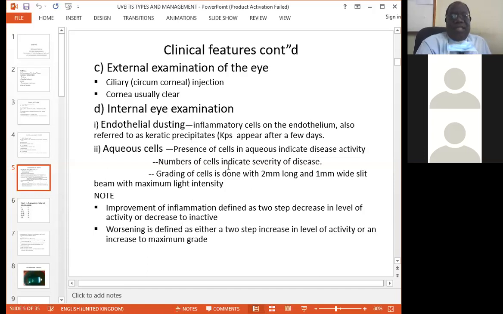Grading of cells is done with a 2 millimeter long and 1 millimeter wide slit lamp beam with maximum light intensity. When you flash that light, you can see cells within that. It's like in a room where you've got dust particles. When light comes in through the window, you will see dust particles floating within that beam of light. Same thing happens here. When you put a beam of light there, you will see particles within the beam.